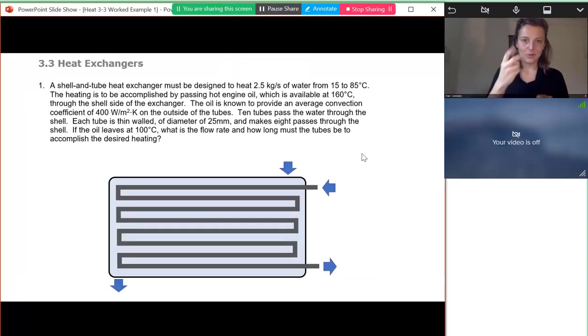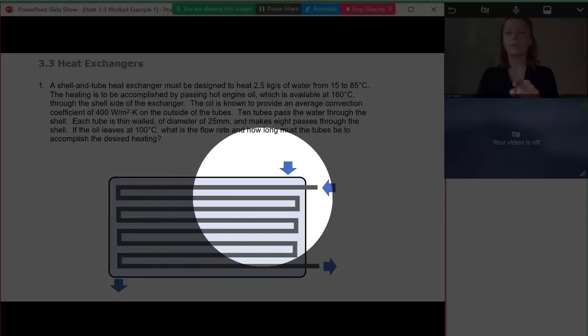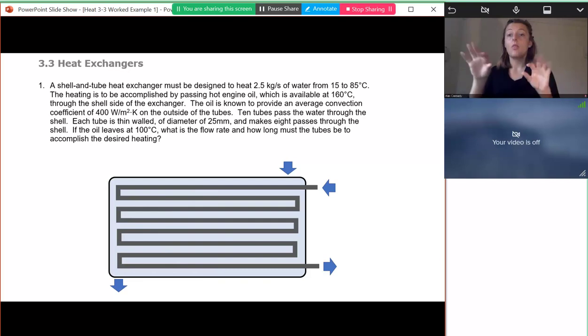So in this problem, we're given a shell and tube heat exchanger. Now, this is not just a parallel flow or a counterflow heat exchanger. It's one where the tube comes in, and it snakes back and forth along through the shell. So the tube is making several passes inside the shell.